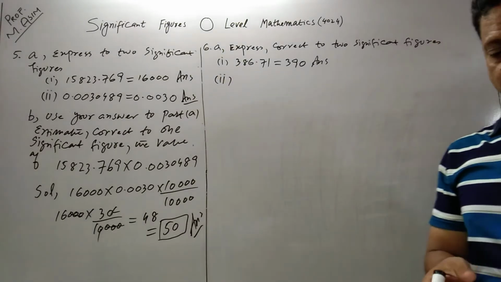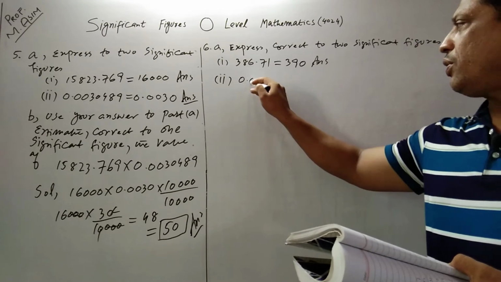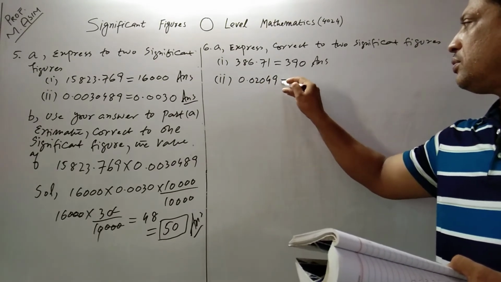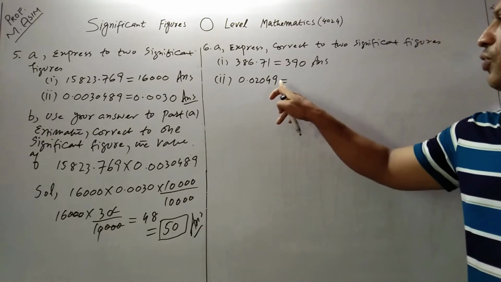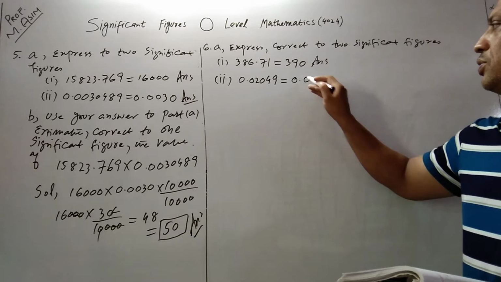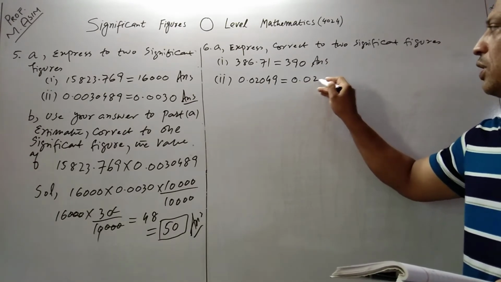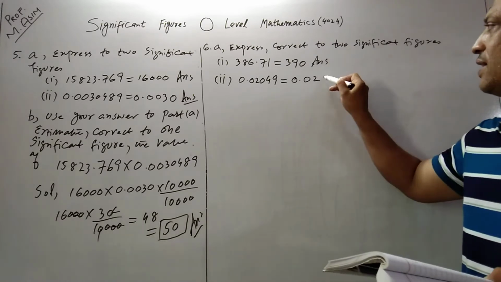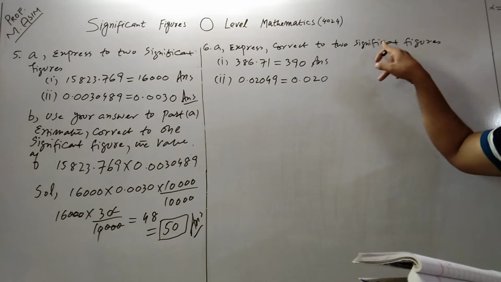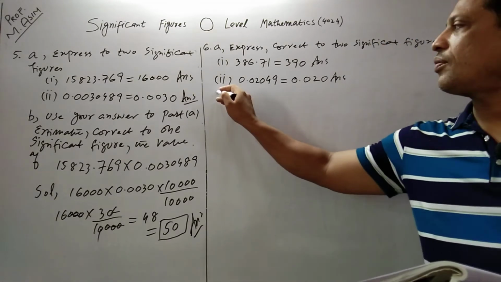Part 2, 0.02049. How many significant figures? 1, 2, 3, 4. Therefore our answer is 0.020. This 0 has no significance, this 0 has no significance, 2 is one significant figure, and then this 0 also is significant. So there are two significant figures, which is our requirement. Hence this is our answer.